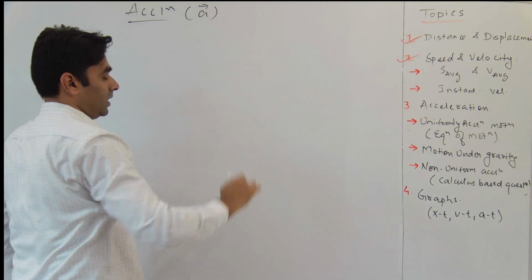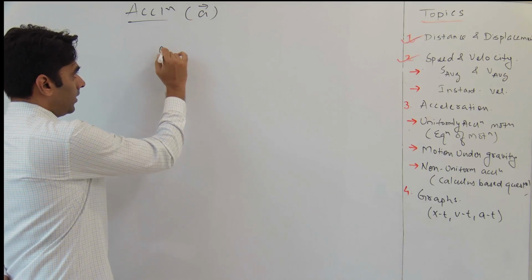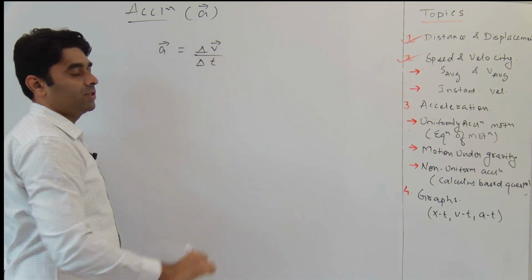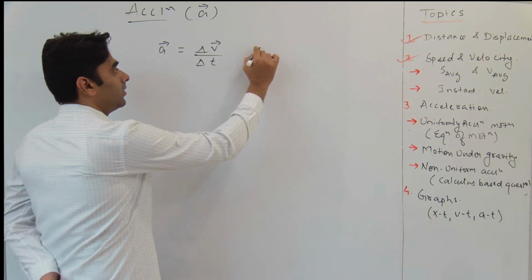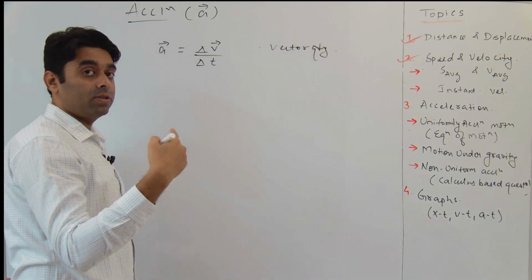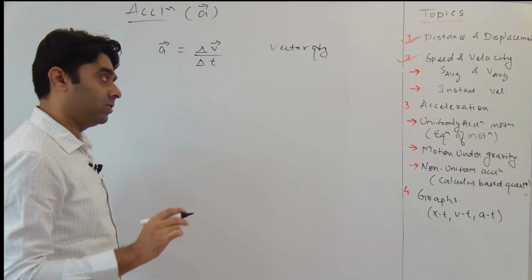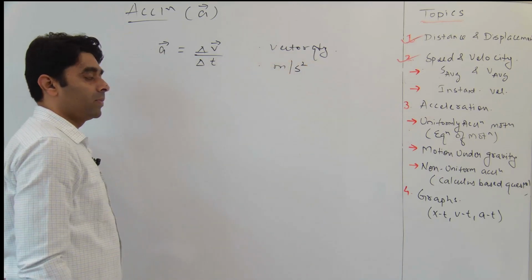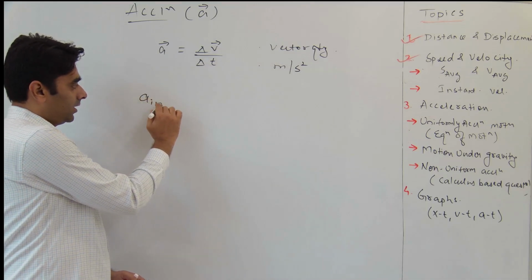What is acceleration? Acceleration, A, is basically the rate of change of velocity. It is defined as delta V by delta T. Acceleration is rate of change of velocity, delta V by delta T. It is a vector quantity, and its direction is along the direction of change of velocity, and the SI unit of acceleration is meter per second square.